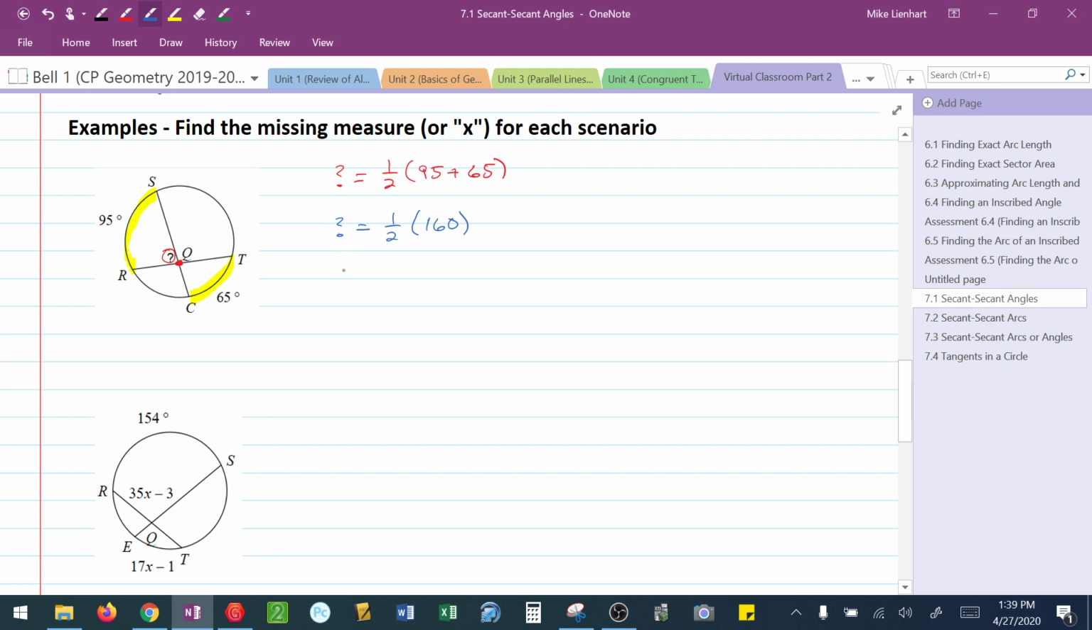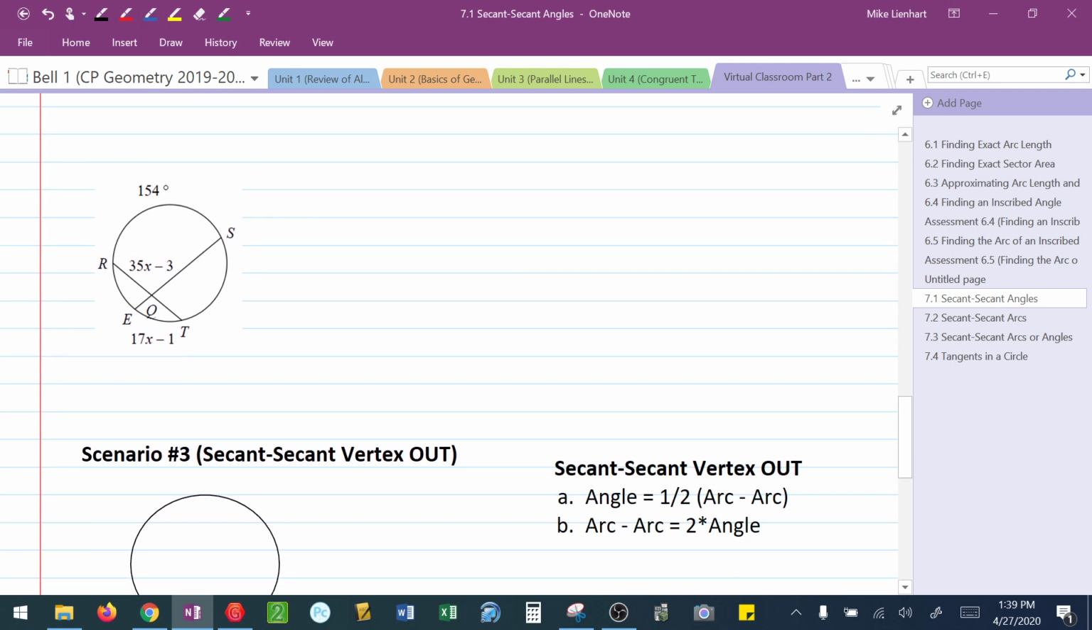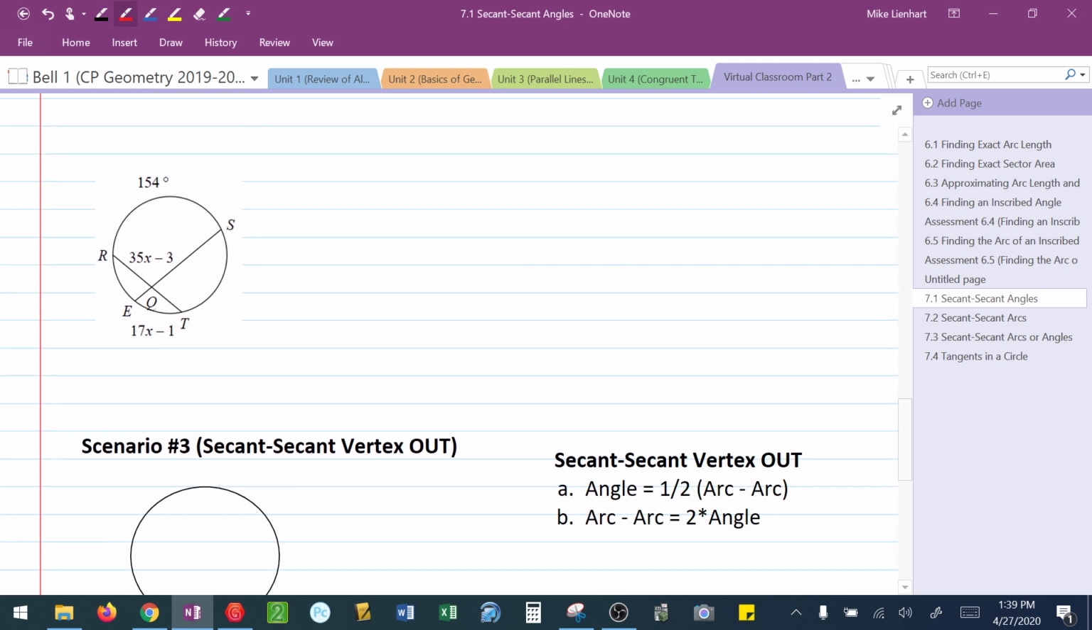Half of 160, I know is 80. So that missing angle in that picture was 80 degrees. Okay? Now, take a look at this second scenario. Here's the angle that they want me to find. It has this arc and this arc as its 2 intercepted arcs.